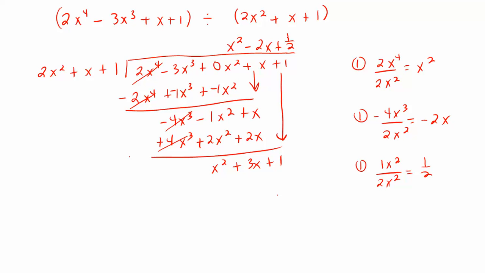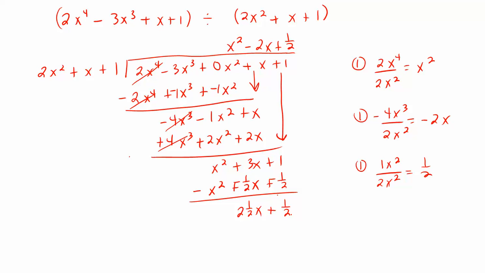So take the positive 1/2 and distribute. 1/2 times 2x squared. 1/2 of 2 is simply 1x squared. 1/2 times 1x is simply 1/2 x. And 1/2 times 1 is simply 1/2. Change your signs. Negative, negative, negative. x squared minus x squared cancels out. 3 minus 1/2 gives us 2.5, or you can write that 5/2. 1 minus 1/2 gives us 1/2.